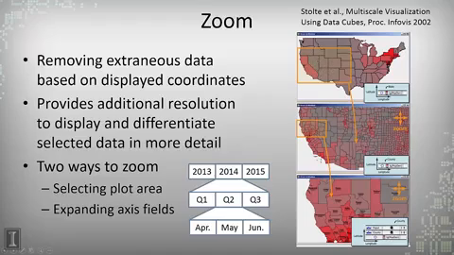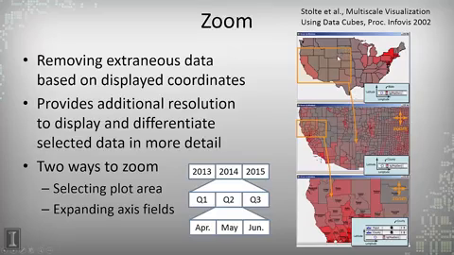So here's an example of a plot of data across the United States. And in this case, we've zoomed in on a portion of the west to the Midwest. And then we've zoomed in again on a portion of Northern California. And by zooming in at each of these levels, we're removing a large portion of our data set so we can focus on a smaller portion of our data set.